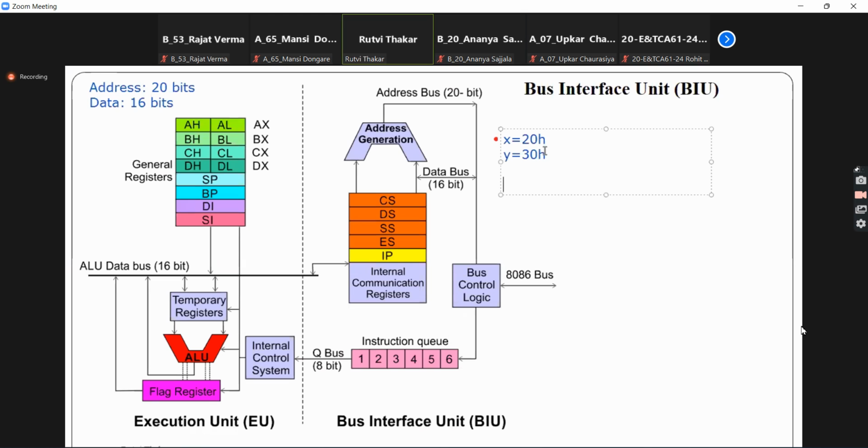Come on, this is so simple. 16-bit. Can you prove it? It is 16-bit.